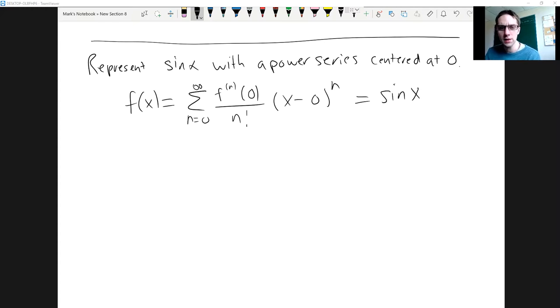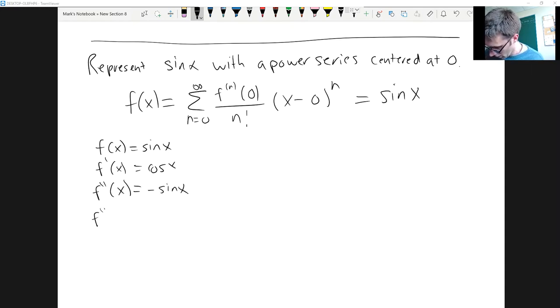And so in order to find this formula, we're going to need to compute the nth derivative of our function sine of x at x equals 0. All right, so let's start off by computing the derivatives without plugging in the point, and then we'll plug in the point later on. The first derivative of sine is cosine. The second derivative, which is the derivative of the derivative, would be negative sine. The third derivative would be negative cosine. And the fourth derivative would be all the way back to sine. And that pattern will then continue.